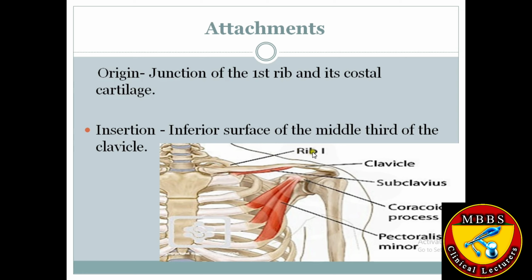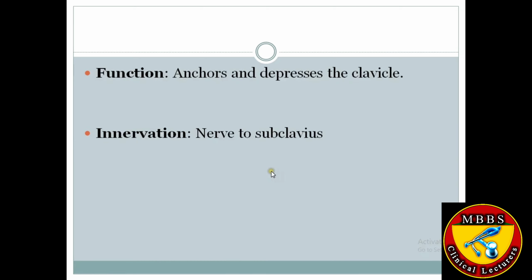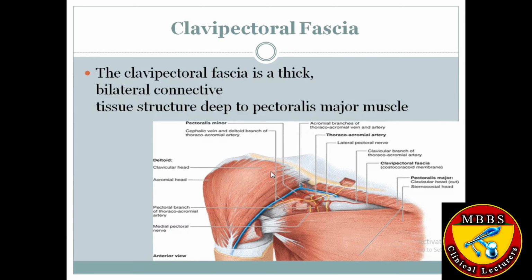Attachments of the subclavius muscle. First of all, locate the subclavius muscle which lies just beneath the clavicle. It originates from the junction of rib 1 and the costal cartilages and it gets inserted into the inferior surface of the middle third of the clavicle. This is the clavicle, this is the superior surface, and the subclavius muscle gets inserted into the lower or inferior surface of the middle third of the clavicle. Function is to anchor and depress the clavicle. Innervation is the nerve to subclavius.